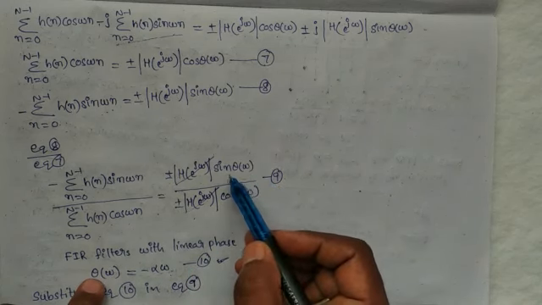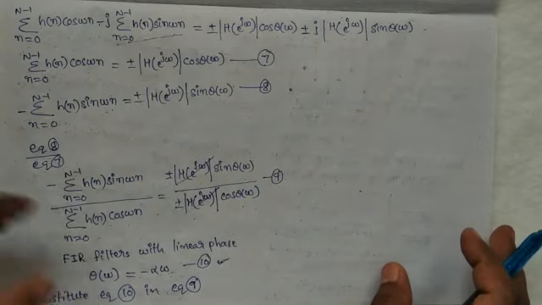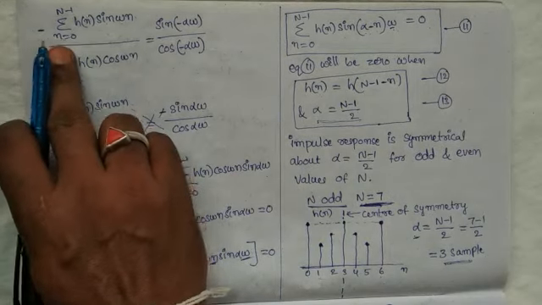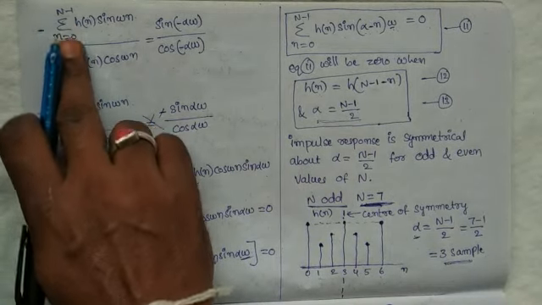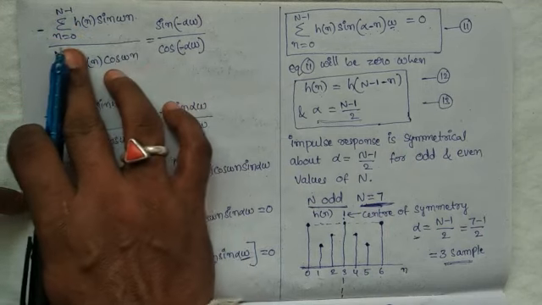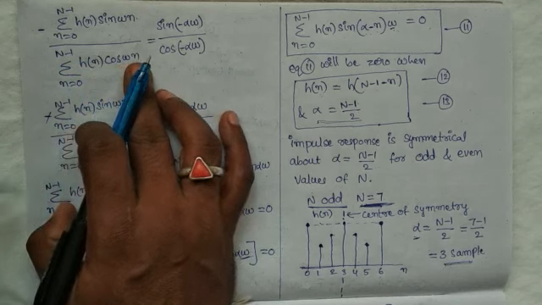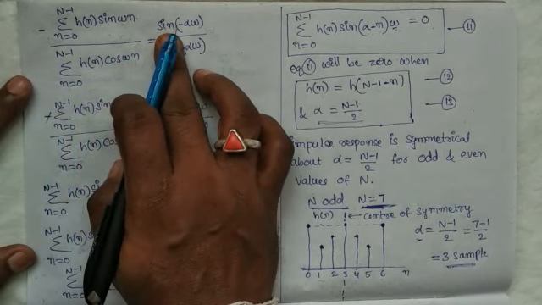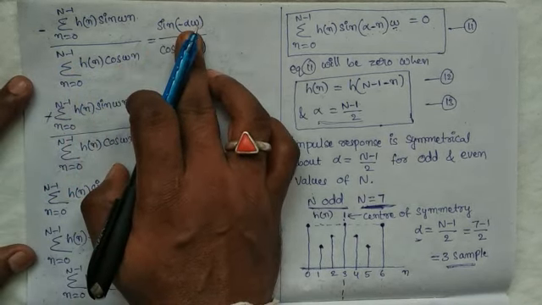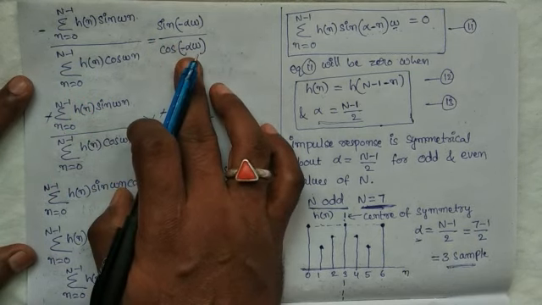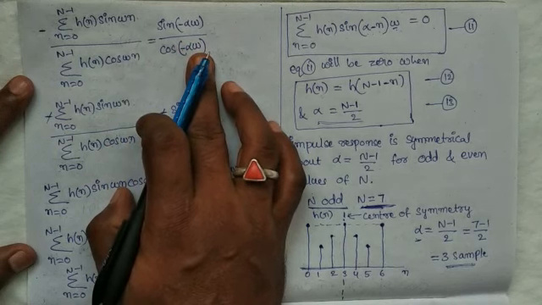The equation becomes minus summation n is equal to 0 to capital N minus 1 h of n into sin omega n by summation n is equal to 0 to capital N minus 1 h of n cos omega n is equal to sin theta of omega by cos theta of omega. What is theta of omega? Minus alpha omega.